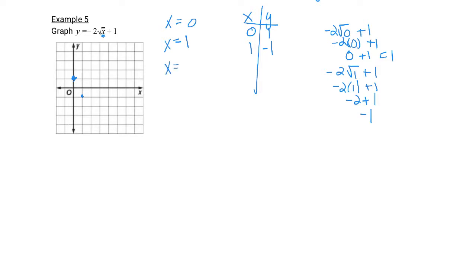Last, we set x equal to our next perfect square, which is 4. Got -2 times the square root of 4 plus 1. Square root of 4 is 2. So -2 times 2 plus 1. -2 times 2 is -4 plus 1. -4 plus 1 is -3. So when x is 4, y is -3.